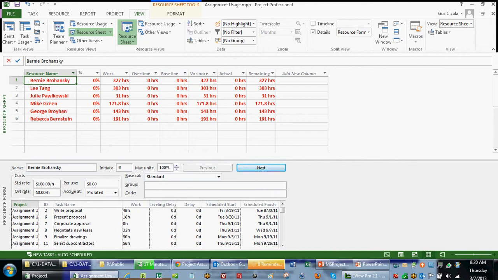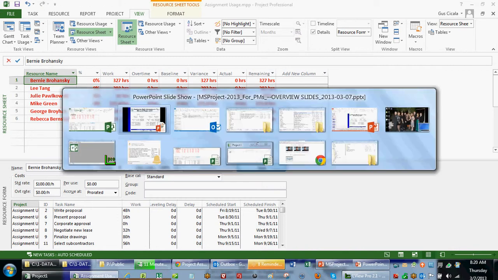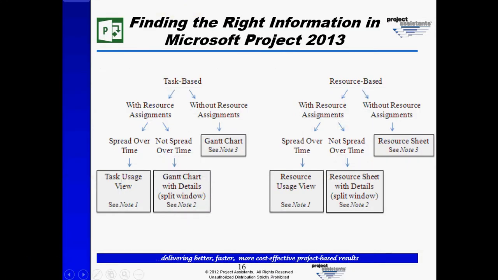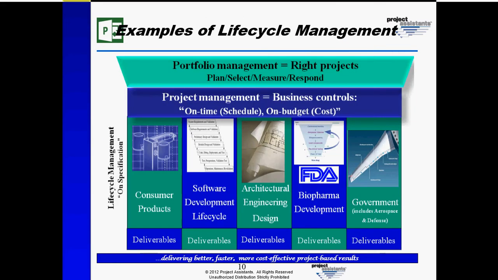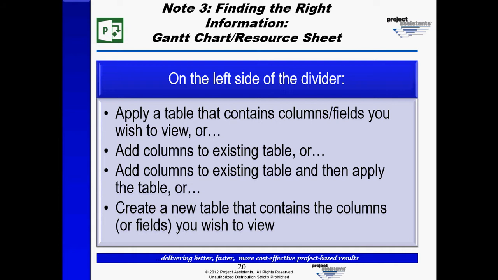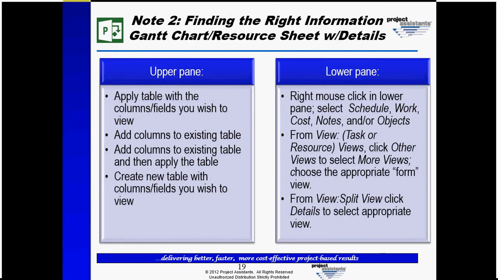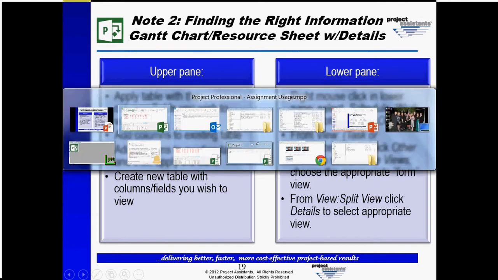You may recall from a similar part we did on splitting the Gantt chart that when I split a screen like a resource sheet or a Gantt chart, it tells me here in my notes, under note number 2, there's an upper pane and there's a lower pane part to this view. In the lower pane it says I can right mouse click. It also says there's other forms I can view. So let's explore these two notes.